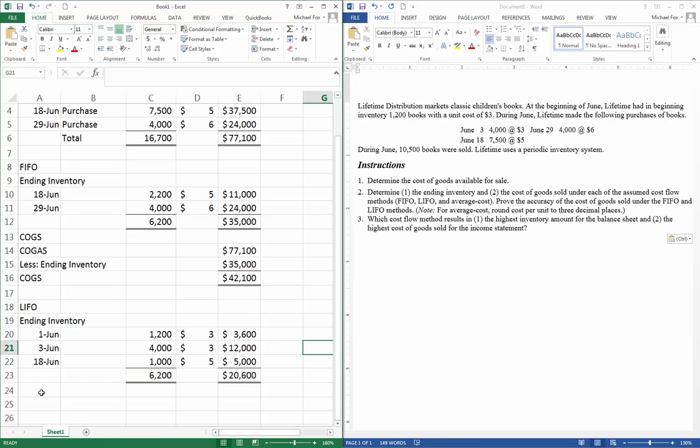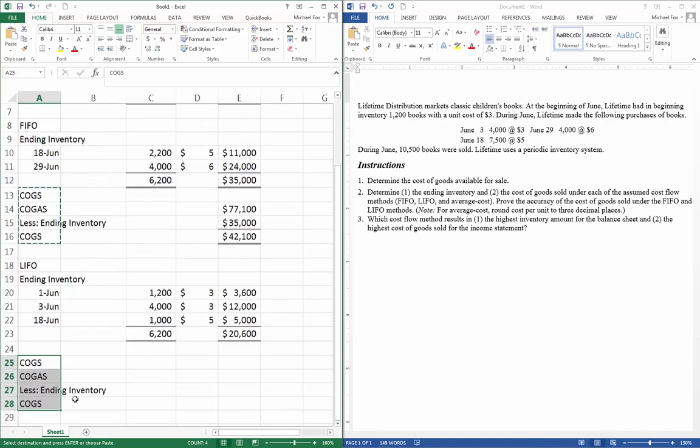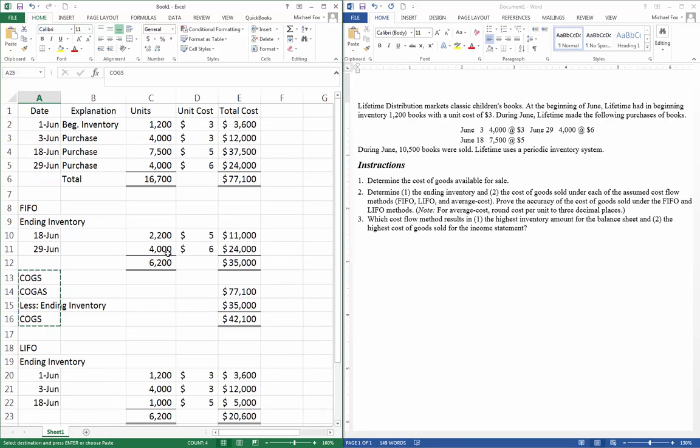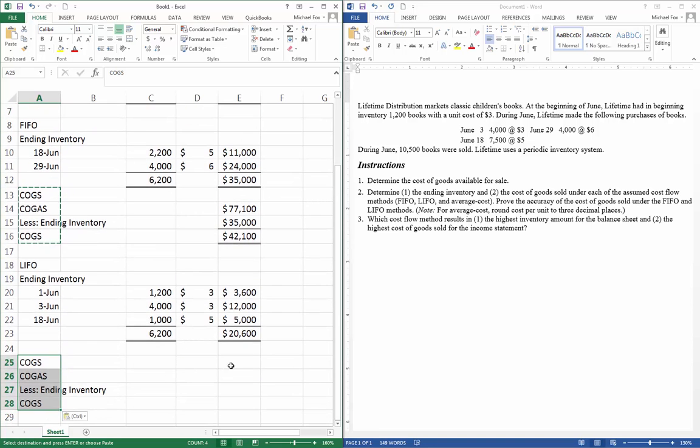To find our cost of goods sold, we're going to follow the same formula. So our cost of goods available for sale, which we knew was 77,100. Our ending inventory we calculated as 20,600. Our cost of goods sold will be the cost of goods available for sale minus ending inventory.